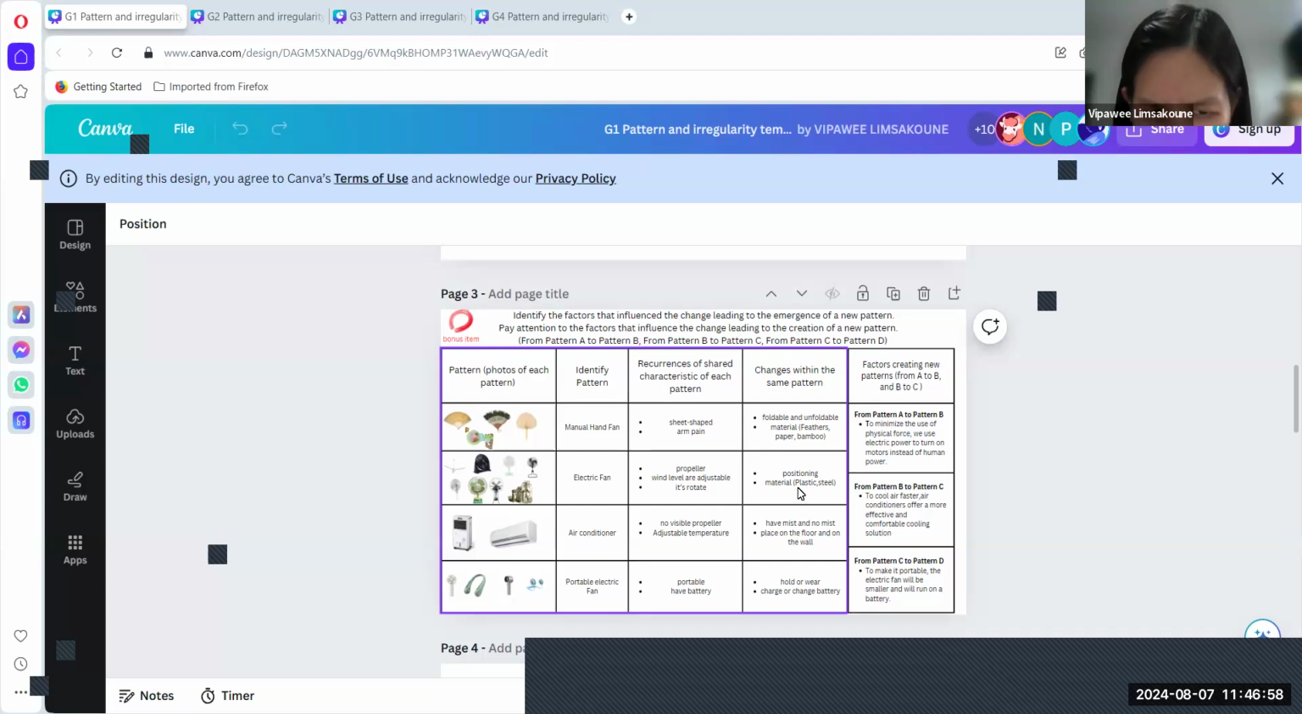Okay. And they mentioned that pattern B is the electric fan. It usually has a propeller and adjustable wind level. In the past it may not, right? And then they have it later on. Some of them can be rotatable. The change within the pattern is the positioning: it could be on the ceiling, on the side, or on the ground. The plastic could be different. Okay.